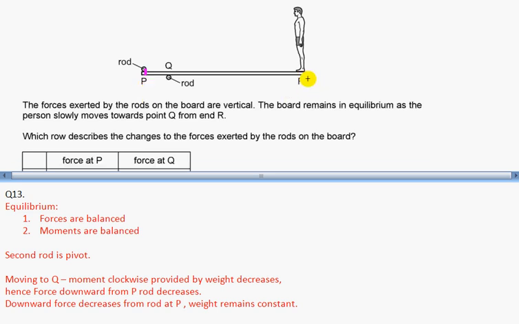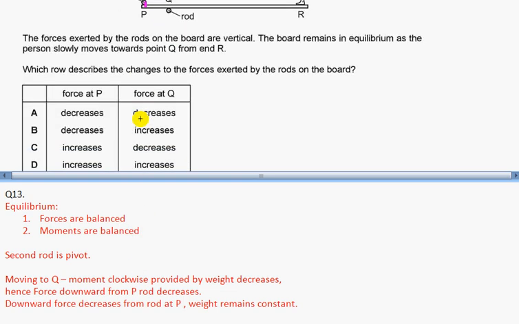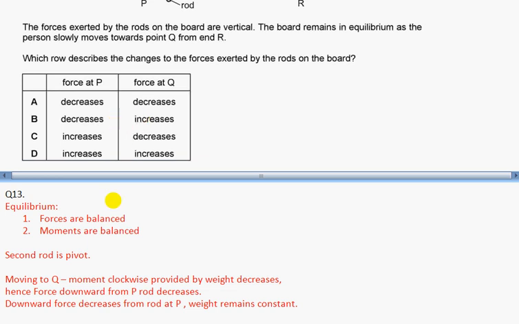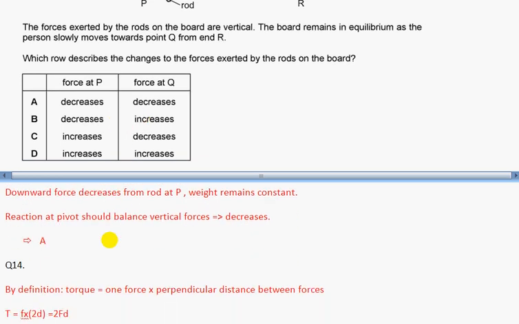As the weight and this force act in one direction, if one of the forces decreases, it means that the reactions should also decrease. So we choose decrease, decrease. Decrease, decrease is A. So we choose answer A.